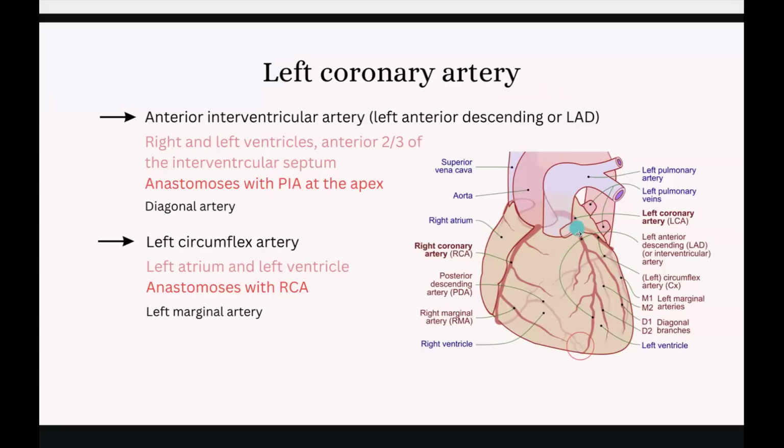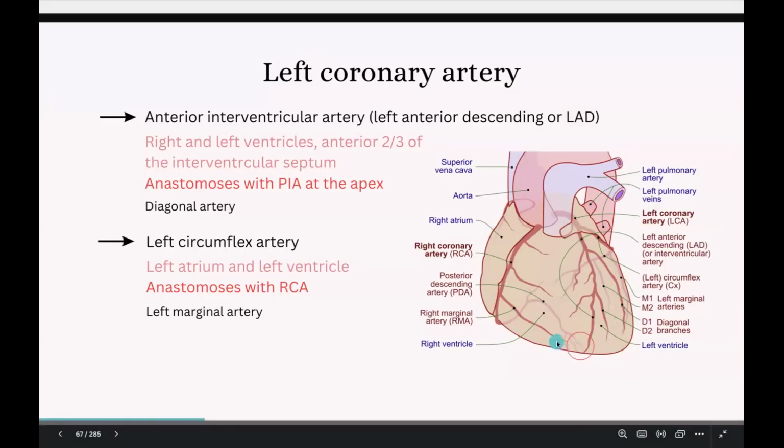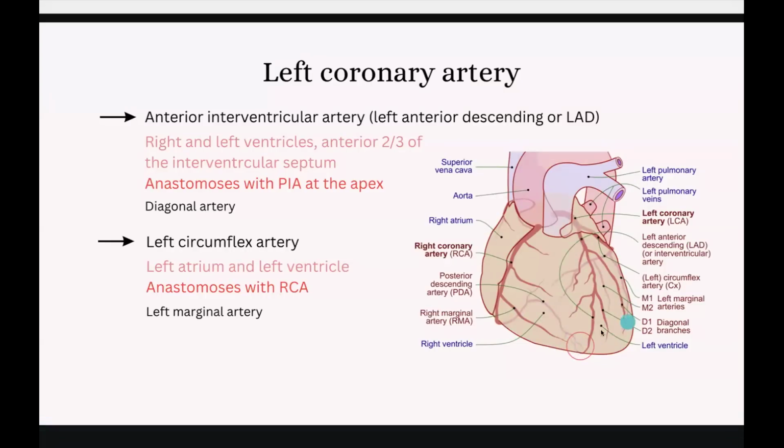So again, picture just the course of it, and it will supply the right ventricle here and then the left ventricle. So it'll come near this area of the right and left ventricle. So it'll supply them. And the anterior 2/3 of the interventricular septum.